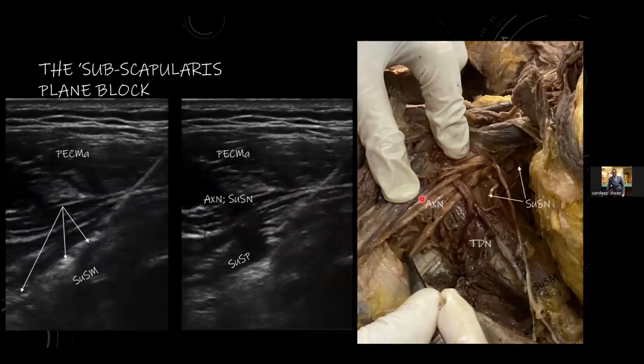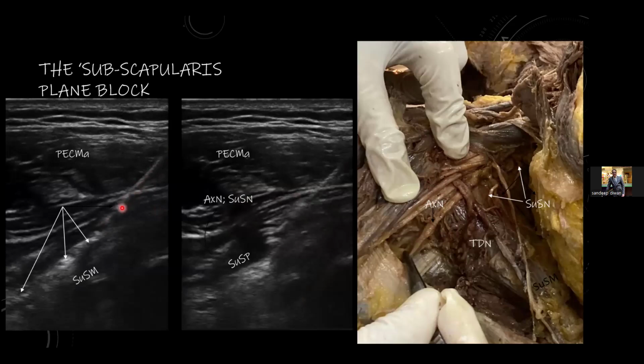The axillary nerve is at the apex and more lateral, then comes the thoracodorsal, and then come the subscapular nerves, the upper and the lower subscapular nerve. And this has got a minor contribution to the shoulder joint. This is the reason why we now perform the anterior approach to the axillary and the subscapular nerve.